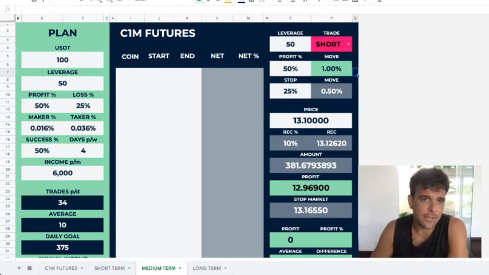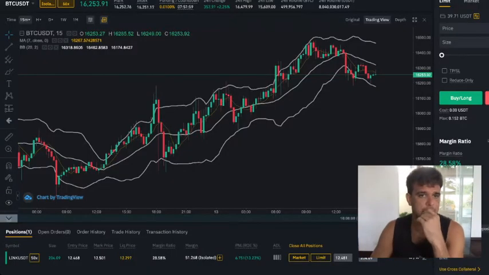So is anybody in any trades at the moment? I put out a few things on the Discord community. Let me just duplicate this up. You can see I'm looking at Bitcoin.